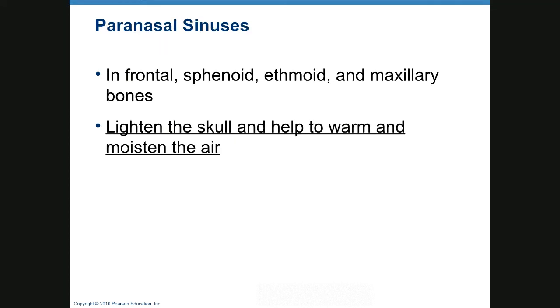Now, paranasal sinuses are in the frontal, sphenoid, ethmoid, and maxillary bones, and they are there to physically make the skull lighter weight, and also air goes through them, warms and moistens the air.